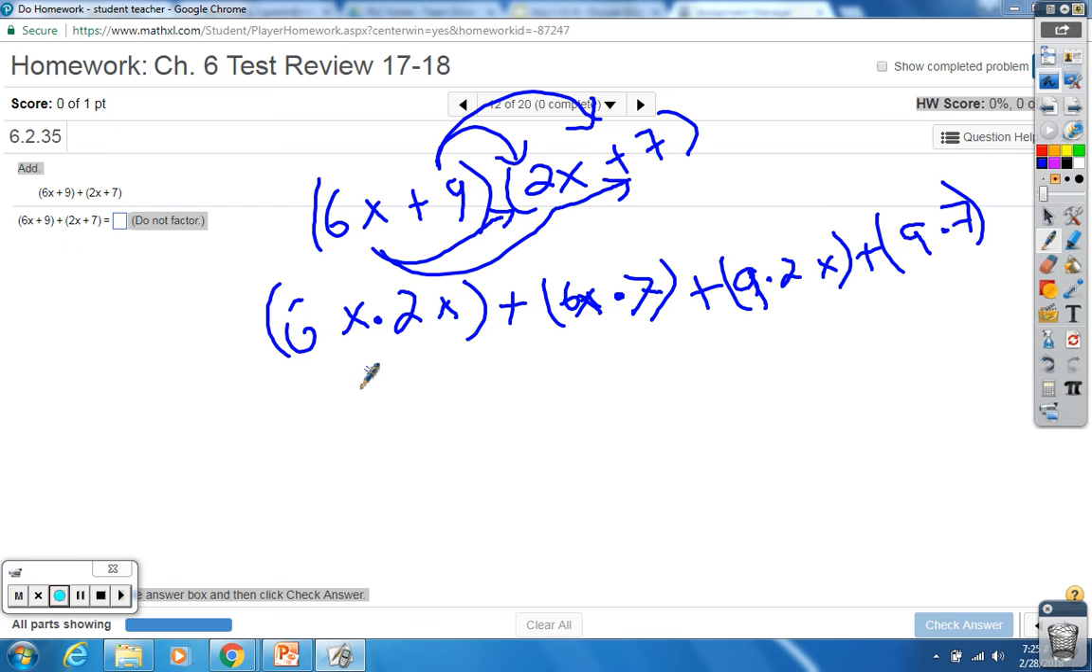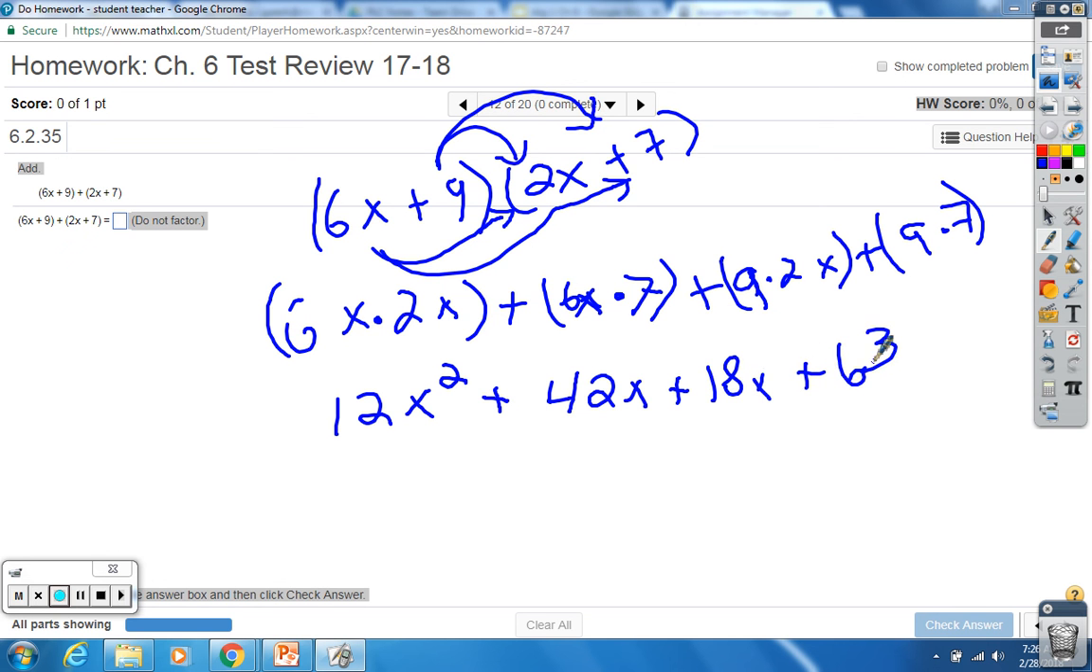So 6x times 2x, that'll give us 12 in the coefficient, and x times x, that'll give us x squared. Alright, and then plus 6x times 7, that would give us, let's see, 42x. And 9 times 2x, that would leave us with 18x. And then 9 times 7, that'll leave us with plus 63.